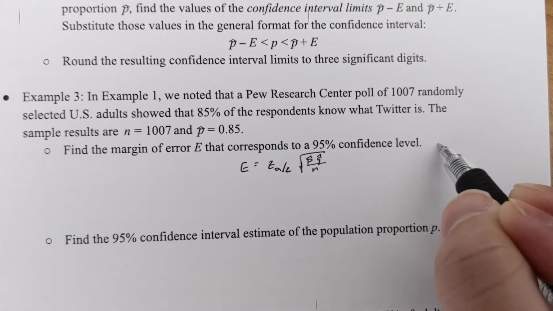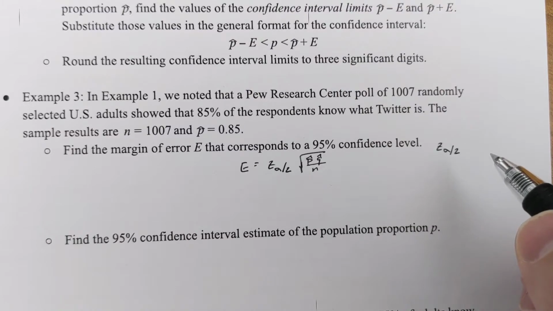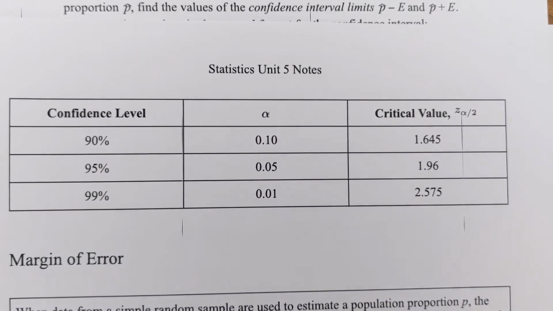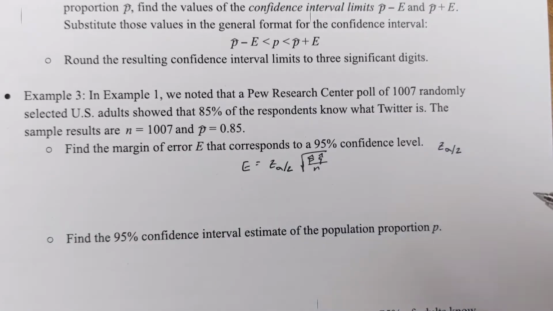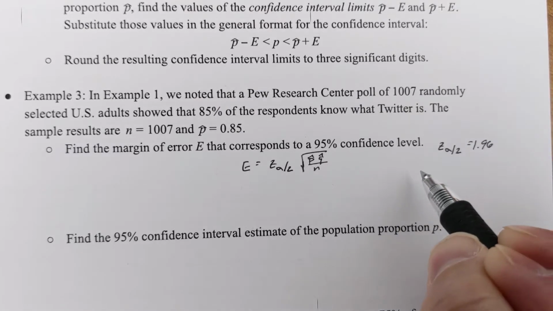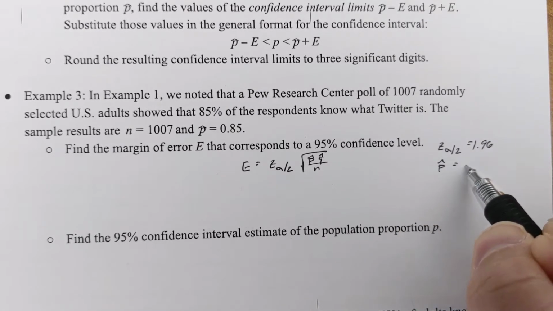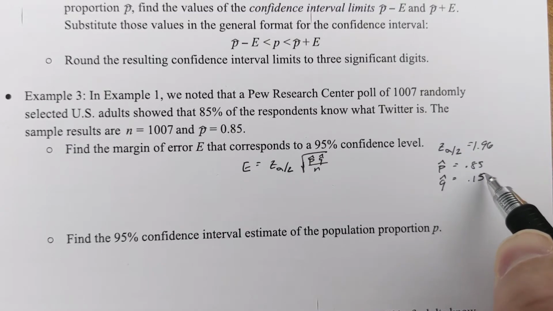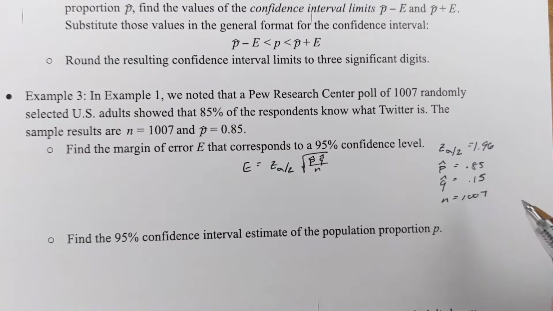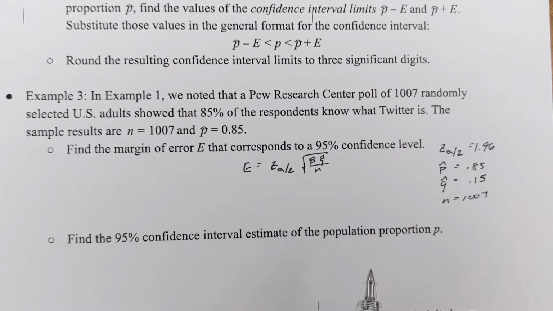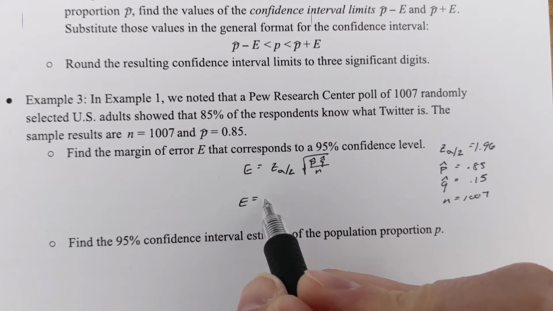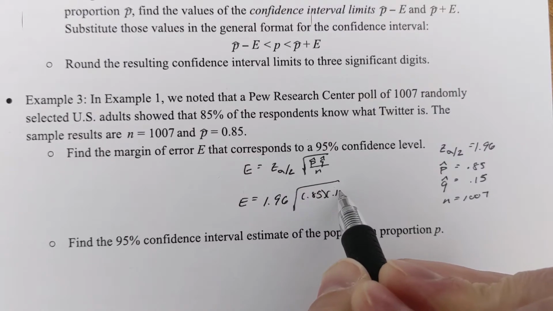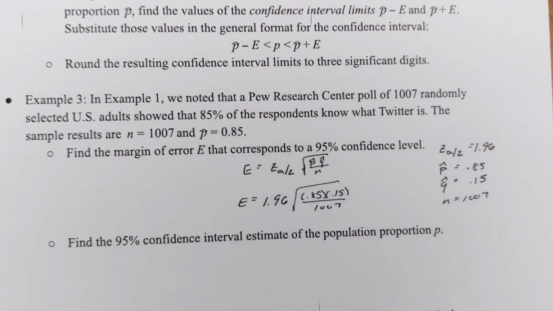So let's jot down what our numbers are. Z alpha over 2, so we're doing a 95% confidence level. From our table back on page 4, 95% confidence, that's 1.96. P hat is given to us in the problem, that's 0.85, which means q hat, if 85% do know what it is, 15% don't, is 0.15, and n is 1,007. And we would just fill those numbers into my formula. So E equals 1.96 times the square root of 0.85 times 0.15 divided by 1,007.